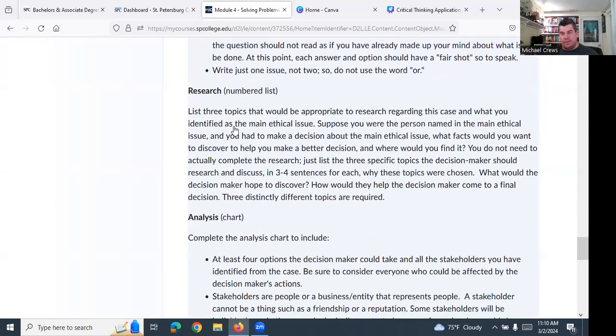Then research. Now, this is going to look scary. I'm not asking you to actually do research. I'm asking you to have a numbered list of 3 things that you would research, and then 3 to 4 sentences, meaning if you were the decision maker, that say where they would find this information, what they would learn from it, and how it would help them in the decision-making process. Remember, it's not about you, so don't write I, me, we, us, our. Don't say I would look at this, I would look at that. Say the decision maker would look at this, because you're not going to be the decision maker, because it's not about you, right?